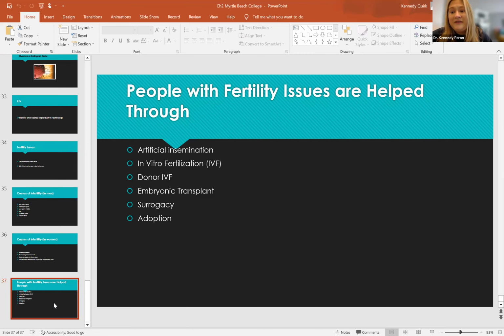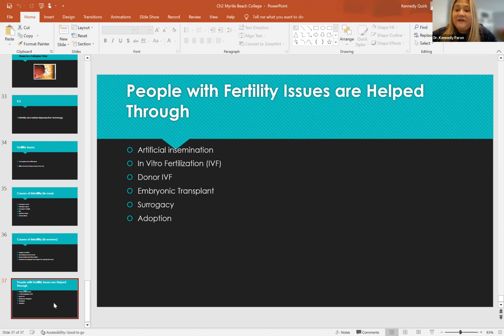Finally, we have 2 other methods. Surrogacy, so that would be utilizing a woman that is not part of the partnership of the couple in order to carry the baby. And this could be utilizing the sperm and ovum of the couple, or donated ovum or donated sperm. And then finally, adoption. So adoption is legally putting a child in your family that is not biologically yours.